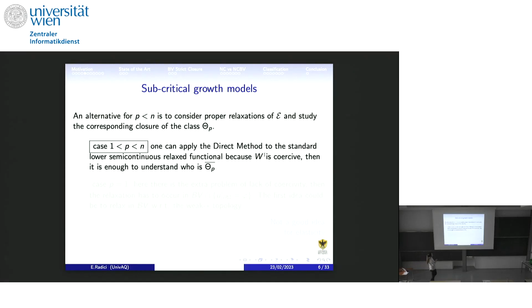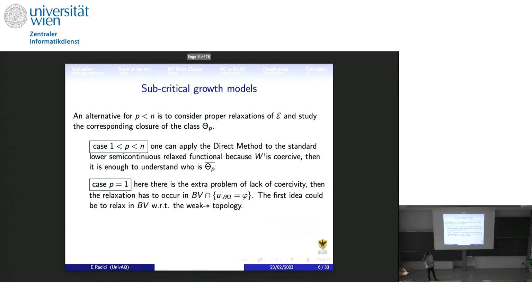So try to recover somehow the lower semi-continuity in the relaxation. Well, there are two cases here. When p is strictly bigger than 1, your functional was coercive. So you just have to recover the lower semi-continuity in the relaxation process. Depending on the topology you use for the relaxation, you have to understand the new class of competitors, so what will be the closure of the homeomorphisms theta p with respect to the topology that you use for the relaxation. In the case p equal to 1, your initial energy also lacks coercivity. So in the relaxation you also have to recover coercivity in some sense. The only way there, you can't avoid it, you have to relax in BV, okay?